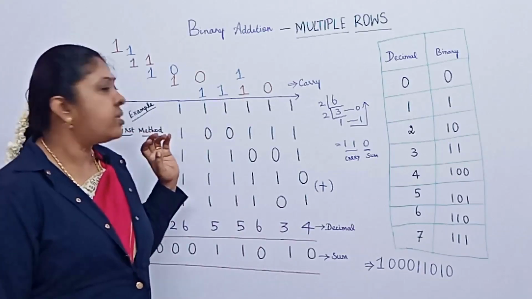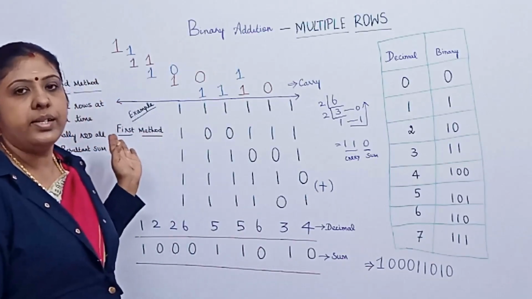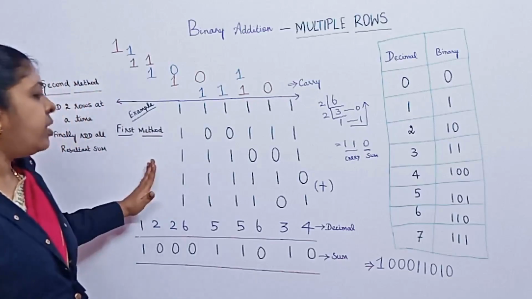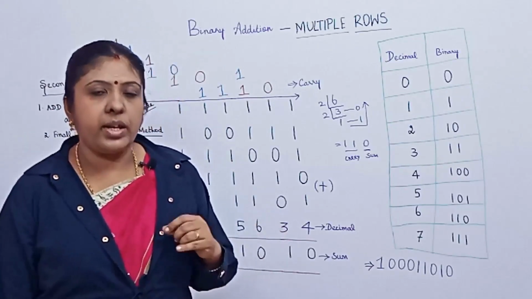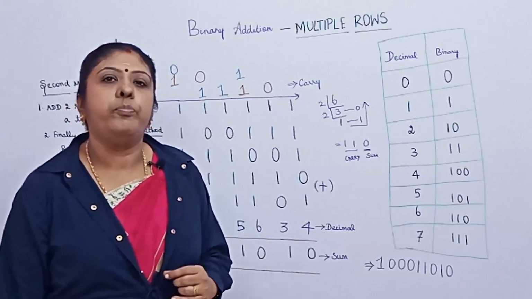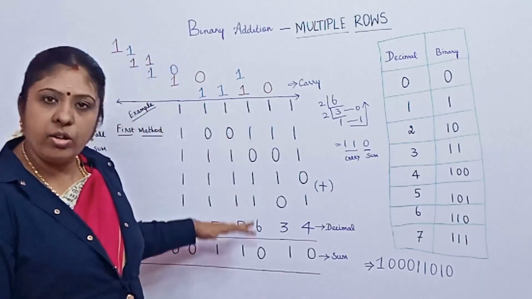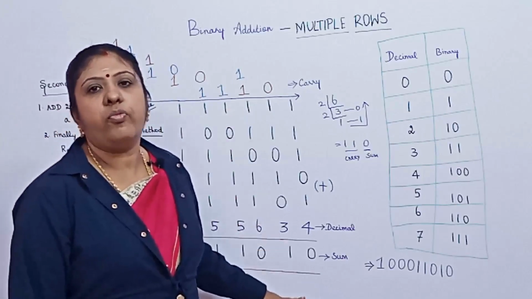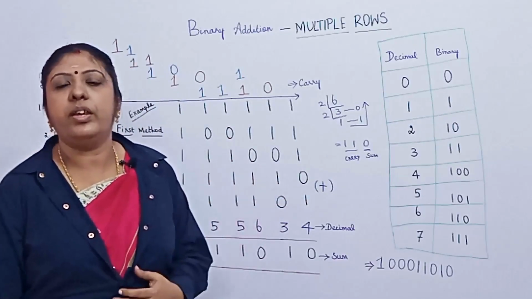Now there arises a question: why do we have to learn binary addition with multiple rows, or where can it be used? This multiple row addition can be used in binary multiplication. Suppose a number is multiplied by a 4-bit binary or a 5-bit binary, that is, 5 binary digits, then you will get 5 rows when multiplied. So we have to add all those 5 rows. So in multiplication, this multiple row addition can be very useful.